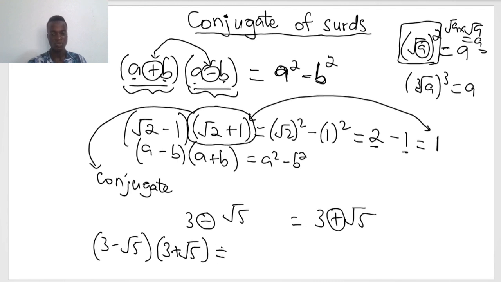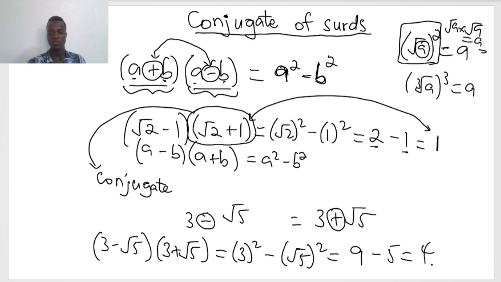What are you going to get? It's going to be a squared minus b. Our a here in this case is 3. 3 squared minus our b, which is root 5 all squared. So 3 squared is 9. If you square a root like that, we are going to just have 5. So 9 minus 5 is 4. So we see that at the end of the day, we have a whole number, or a rational number. There's no surd in the result, in the answer.